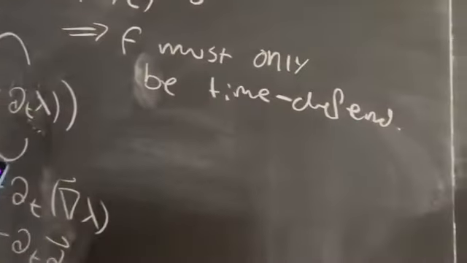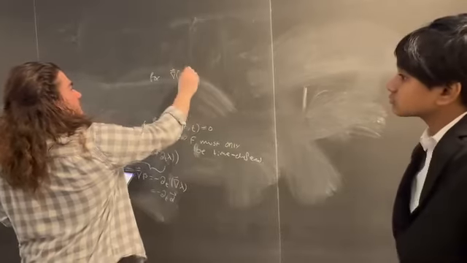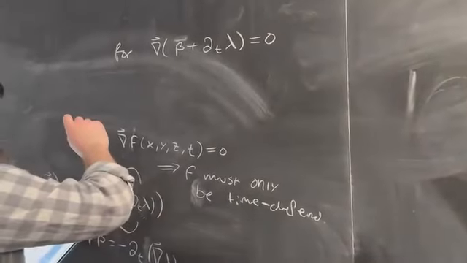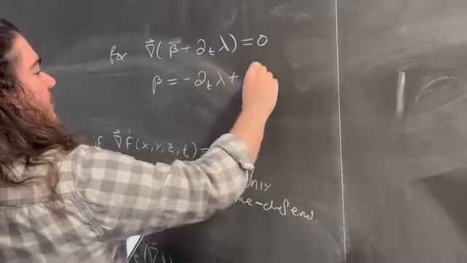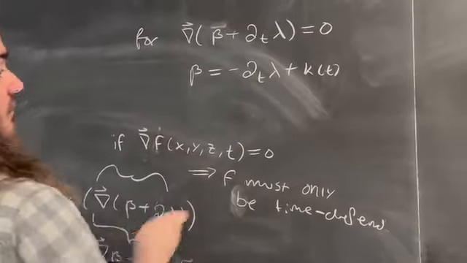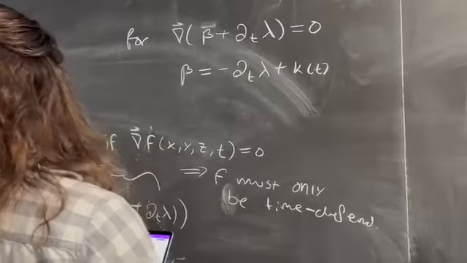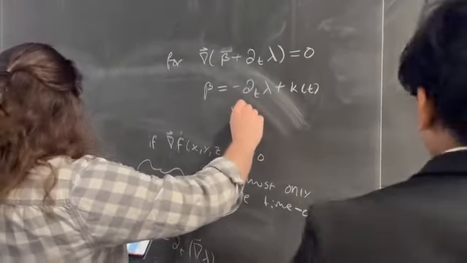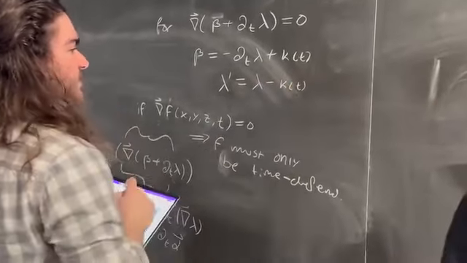So what that means is, for this equation here equaling 0, I can say that beta equals negative partial t of lambda plus some other function k that's a function of t, because the gradient of this is equal to 0. Of course, this is assuming that this is time dependent too. So what I can do now is say, well, let's just choose some other lambda, maybe lambda prime, that's equal to the original lambda minus k(t) to absorb this together.